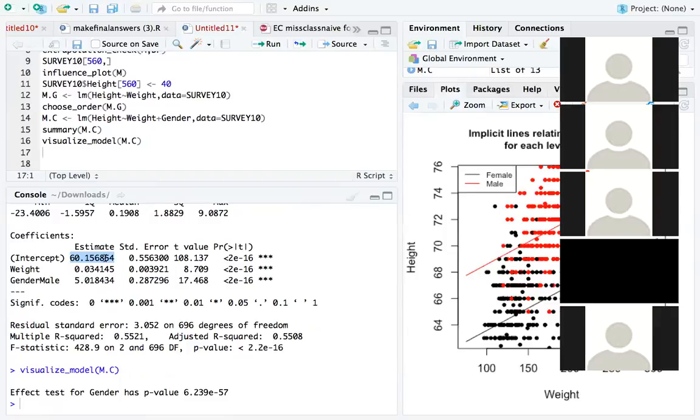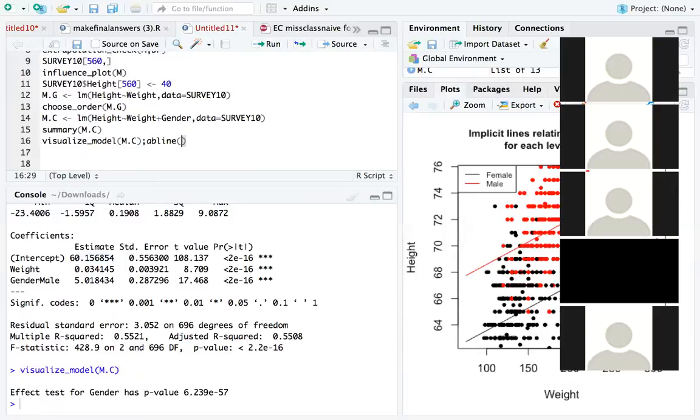And I'll repeat that once again. Two individuals who are otherwise identical, where one individual is male and the other individual is female. The individual who is male is expected to be 5.018 inches taller than the individual who is female. And if you look over here at the graphical representation, you would see here on the black line, we have two people who are identical in the weight, if we just scroll up. And if they're identical in the weight, then we would expect the difference right here to just be 5.018.